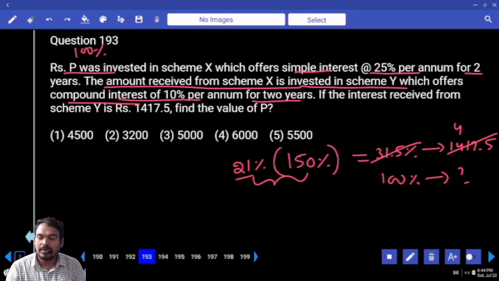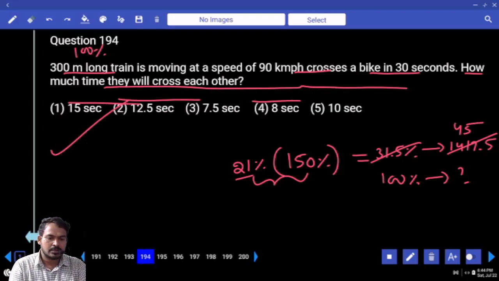1500, 157. 157 means 1575. How many times is it? 5 times. What is the answer? 4500.